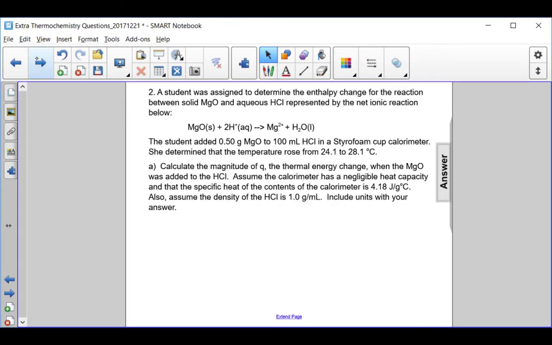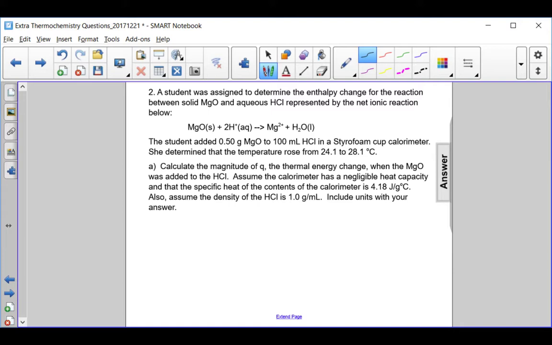So part A says, calculate the magnitude of Q, the thermal energy change, when the MgO was added to the HCl. Assume the calorimeter has a negligible heat capacity, and the specific heat of the contents of the calorimeter is 4.18 joules per gram degree Celsius. Also, assume the density of HCl is 1 gram per milliliter. Include units with your answer.